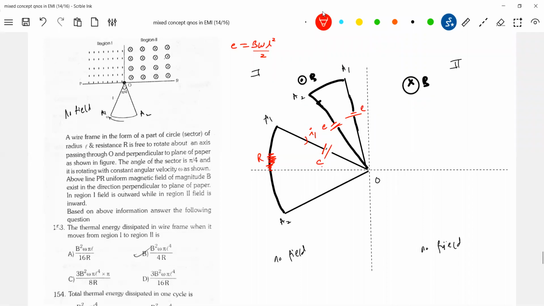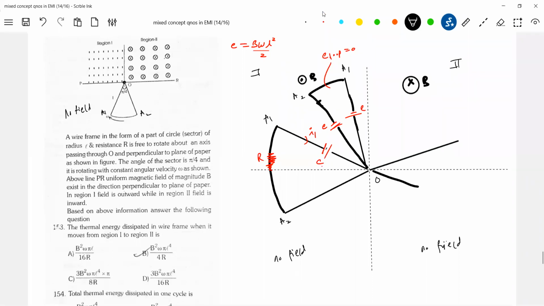No EMF induced, again no, when OA1 is in region 2 and OA2 in region 3. So what is the EMF induced? Here 0. Net EMF will be 0. EMF in the loop will be 0. Any reason for that? Plus E, minus E. So the current I1 will flow when the loop is entering the magnetic field, or when it's moving from region 1 to region 2.